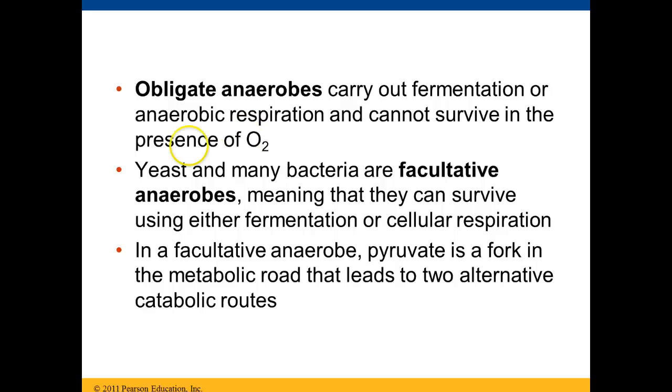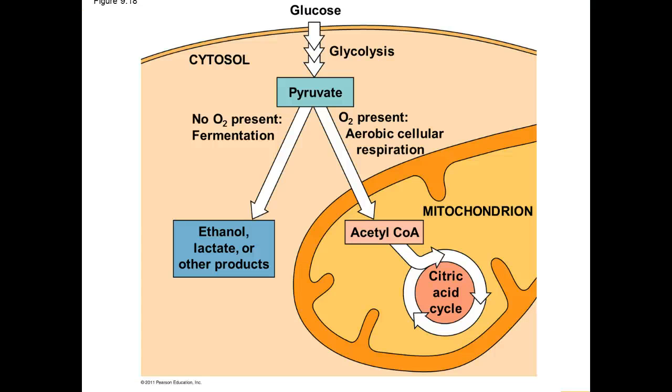Yeast and some bacteria are facultative anaerobes, meaning they can survive either using fermentation or cellular respiration. If for some reason the environment doesn't allow oxygen, well, then you can flip back and do the other way. So this is really an adaptation, I think, that you can go either way. So you have 2 different alternatives. With the pyruvate, you can either go on to do the citric acid cycle and electron transport chain, or you can stick with just glycolysis. And here's the example here.